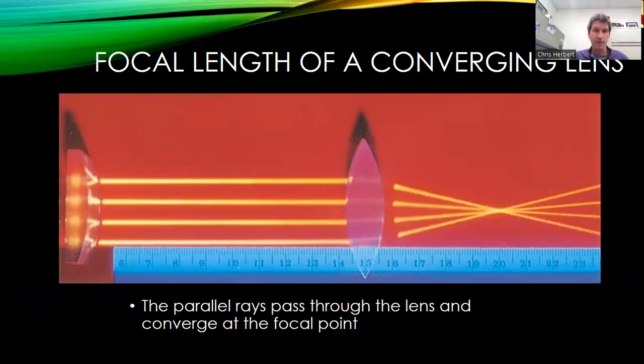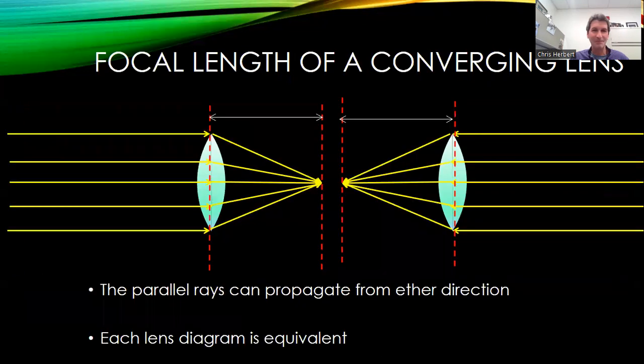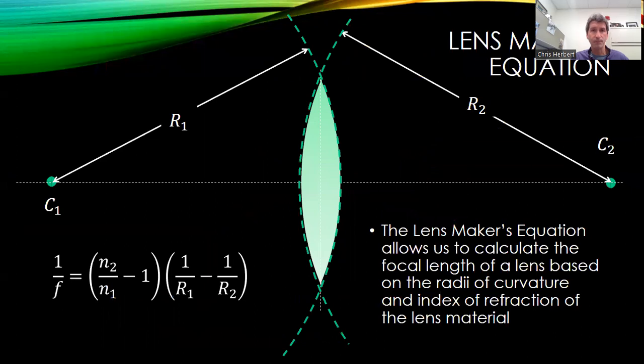And again, here's just a physical image. It's a photograph of parallel rays converging to a point. And again, the focus is on either side. If the light rays are coming from the left, they will converge to a point on the right for a converging lens. If they're coming from the right and traveling to the left, they will converge on the left at the same distance, which is the focal length.